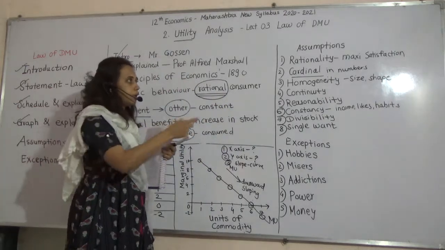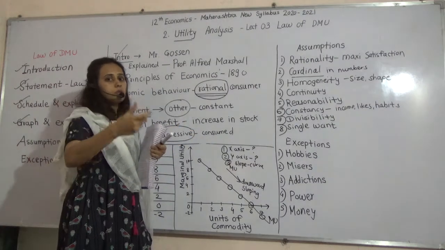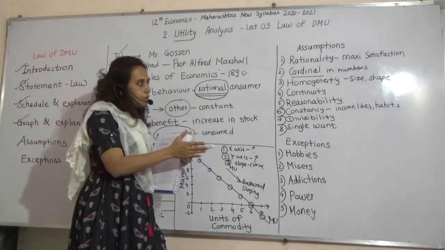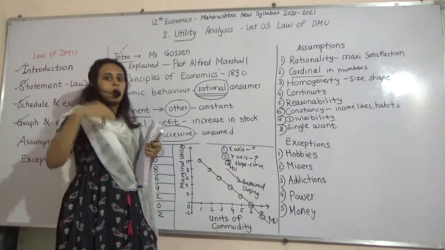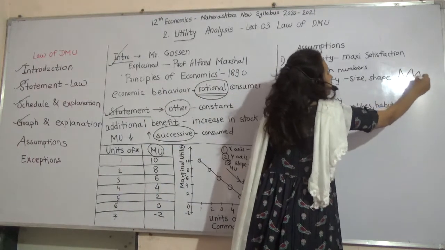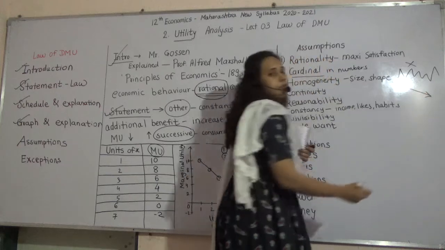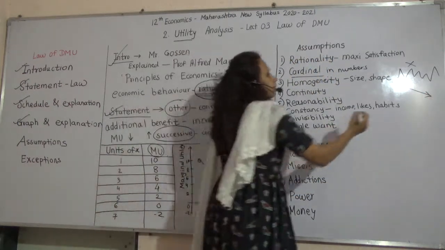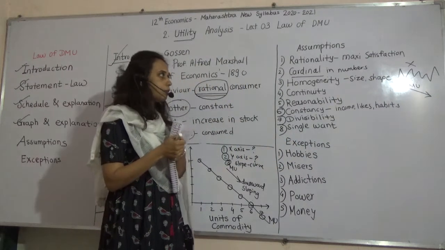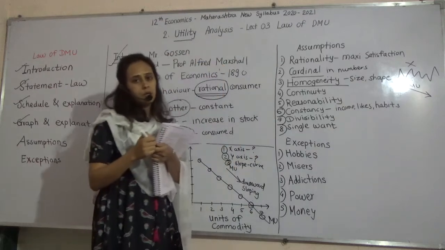Otherwise, you are not able to prove that law. How? For example, he ate first chocolate ice cream, second strawberry ice cream, third vanilla. Suppose he liked vanilla ice cream very much, then the first level will not give him more satisfaction. Suddenly the third level will give him more satisfaction. So it will be like this. And this is wrong. Our law says that MU starts falling, MU slopes downward. So this will not be applicable. That's why we say that there should be homogeneity in size, shape, color.